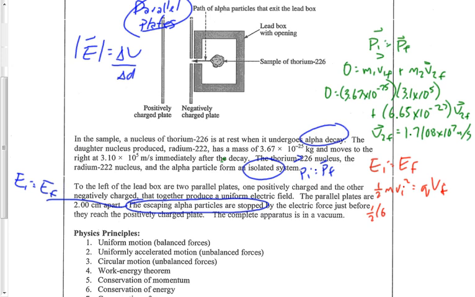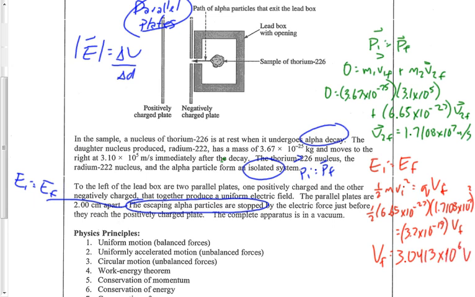The mass of the alpha particle is 6.65 times 10 to the minus 27. The initial speed we just got. The charge of the alpha particle, 3.2 times 10 to the minus 19. The final potential. That's not final speed, right? That's final electric potential. And it works out to be 3.0413 times 10 to the 6 volts.